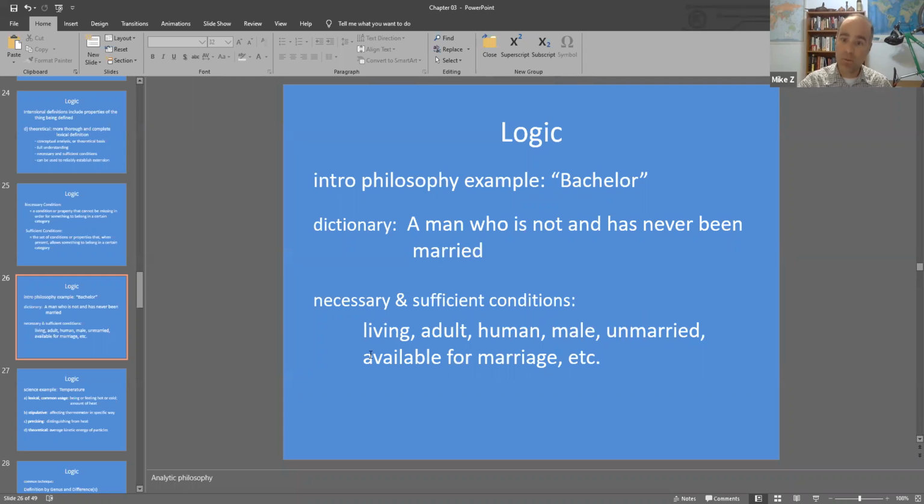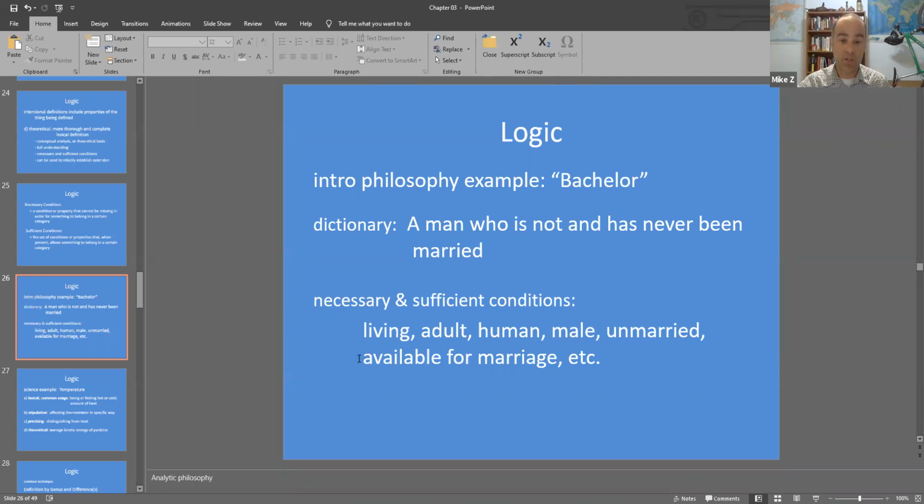You have to be available for marriage. So that's not included, right? So think of the Pope. Is the Pope a bachelor? That's not how we use that term bachelor. That doesn't make sense to call the Pope a bachelor, but he is a man who is not and has never been married. So that shows a limitation of the lexical definition.